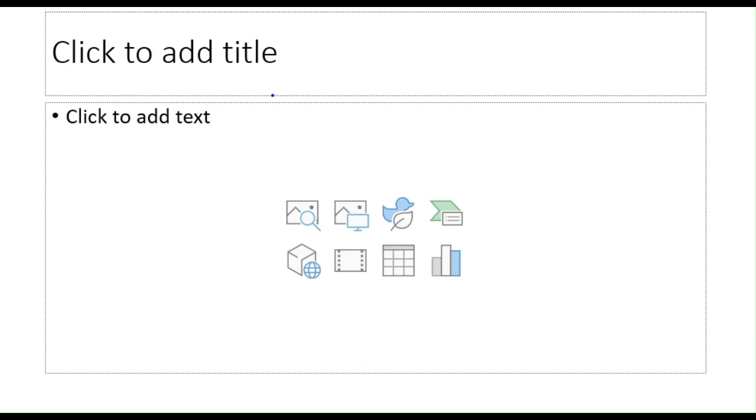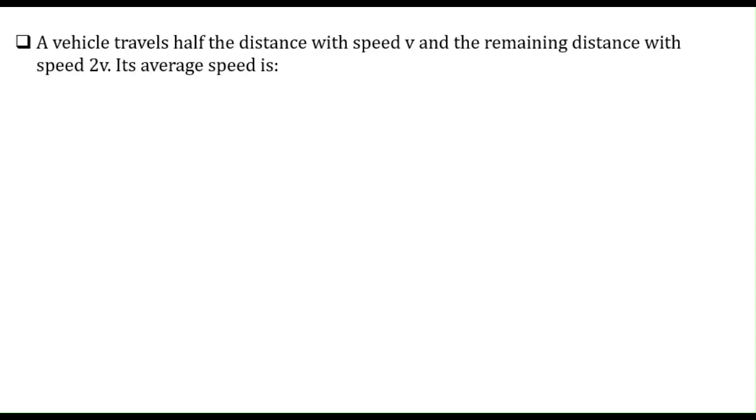Let's take another example here. Okay, so we have another question. A vehicle travels half, this seems very easy. A vehicle travels half of the distance with speed v, and the remaining distance with speed 2v, and we have to find its average speed.